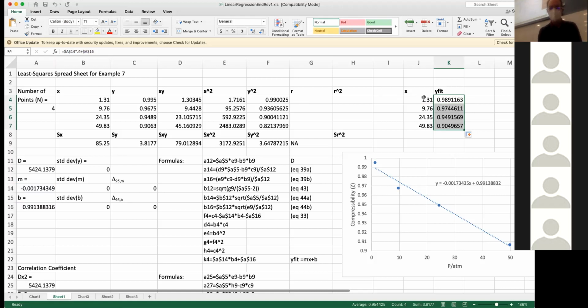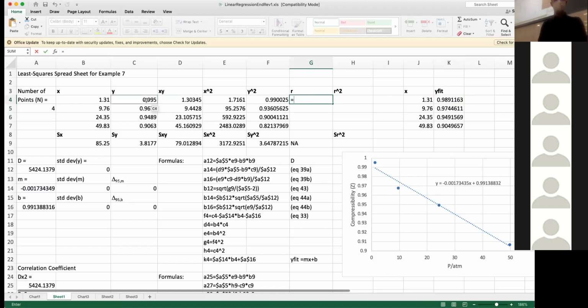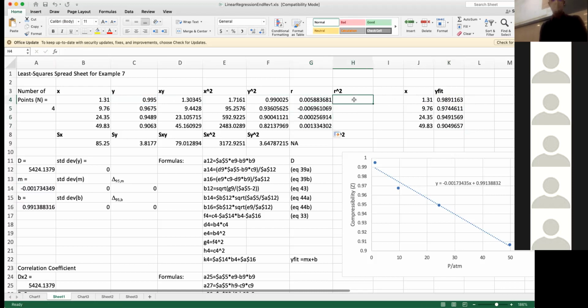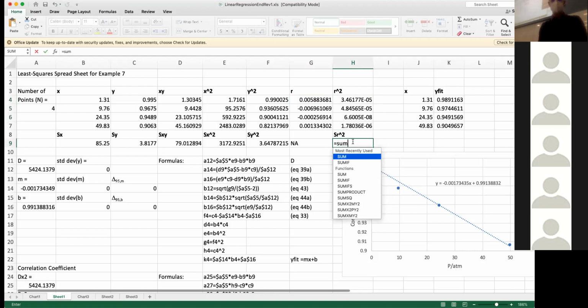Okay, so then now the residuals. What's the definition of a residual? A residual is just the measured value of y minus the fitted value of y. And then to calculate the standard deviation of residuals, we need the residual squared. So we can take this number squared, and we can take the sum of the square of the residuals. That's just going to equal the sum of the values in this column.